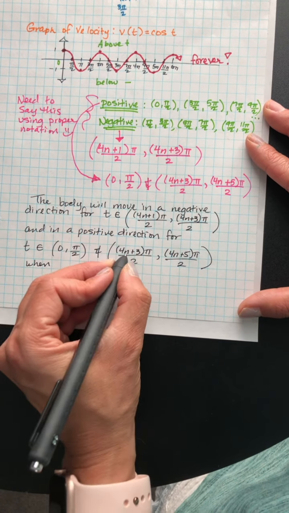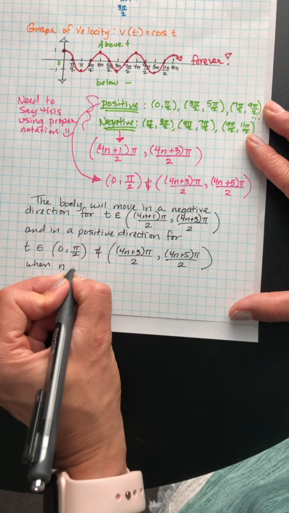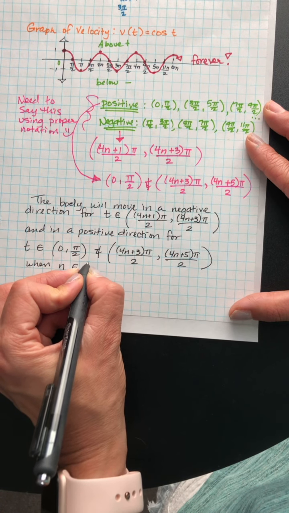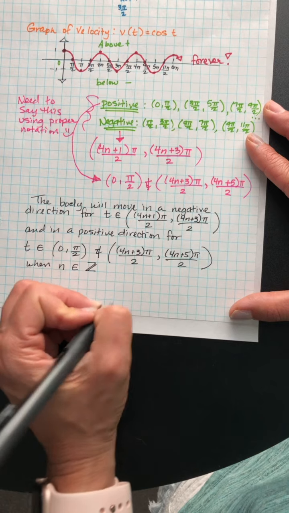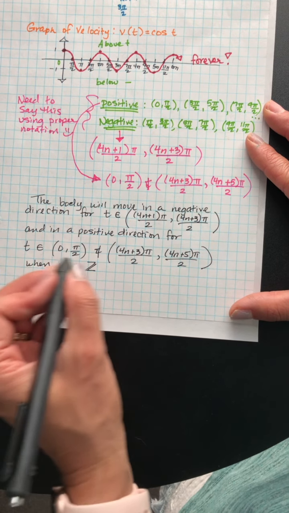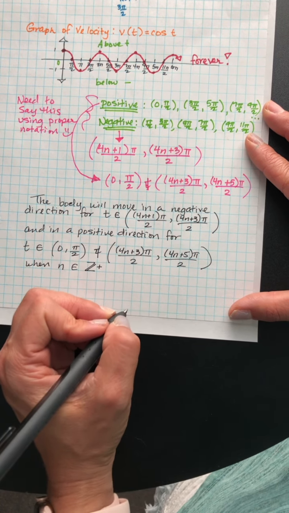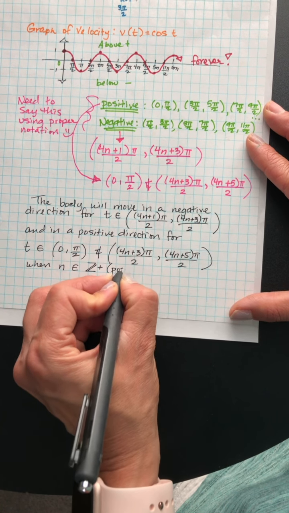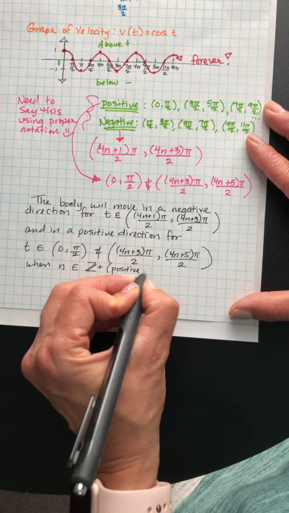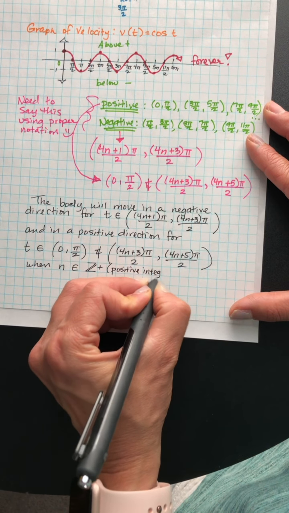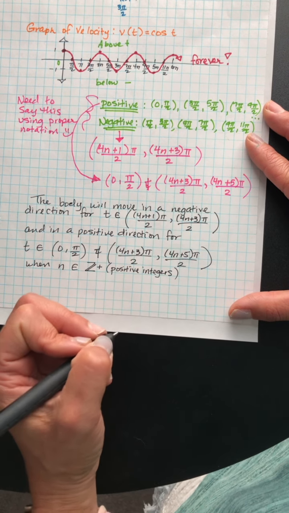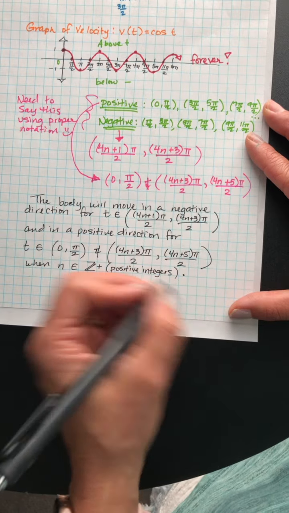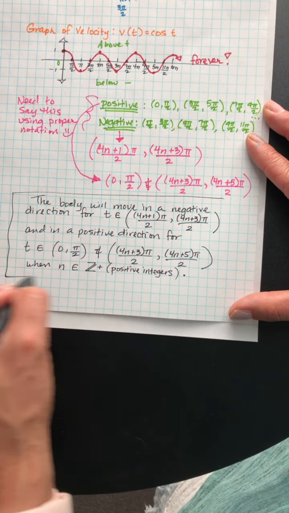Where we have to talk about what the letter n is, where n is in the symbol for the integers, that funky capital Z, but I want the positive integers only because time can only be positive. And let's write ourselves a note that this means positive integers, and then period. So then this would have been the answer.